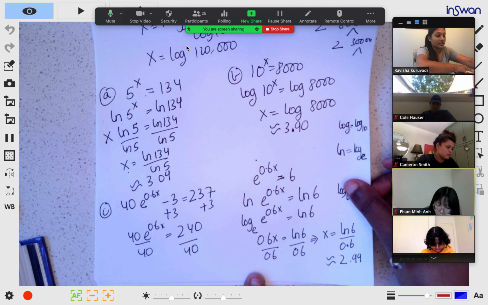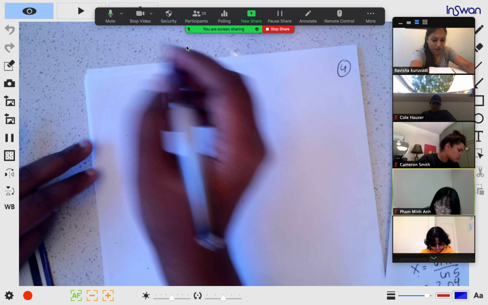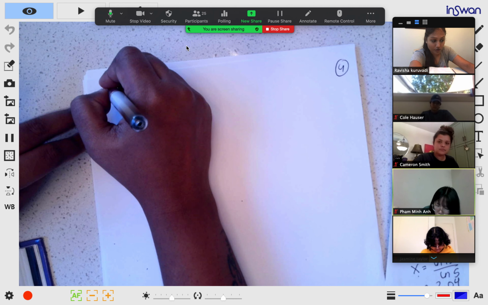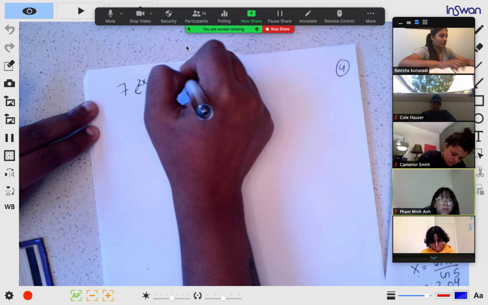Once you're done with this, I want you to try this problem yourself right now. You have to solve 7 e to the power of 2x minus 5 is equal to 58. Solve this right now.